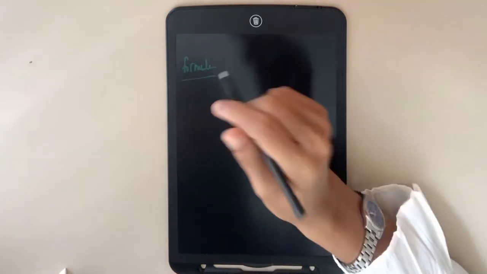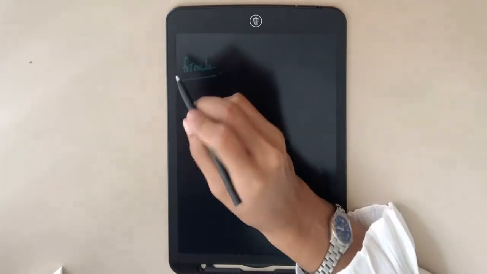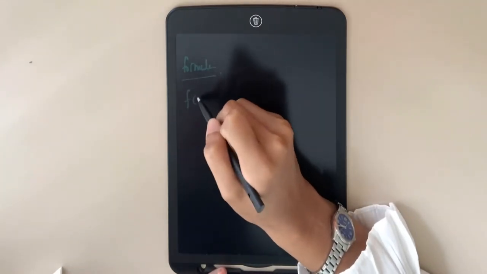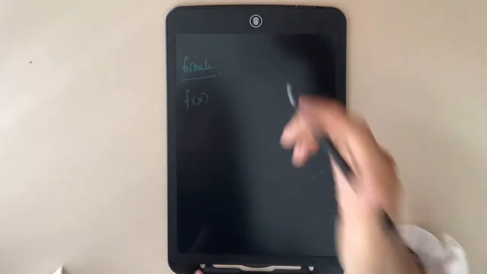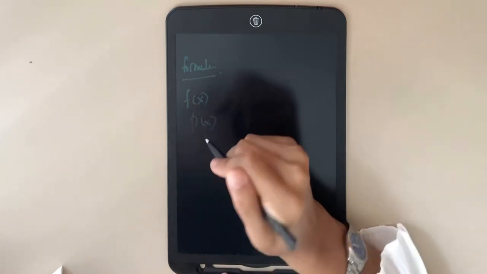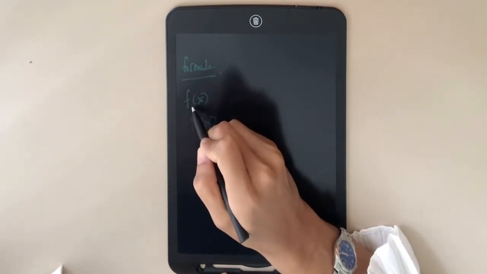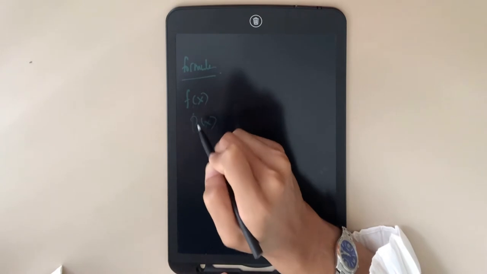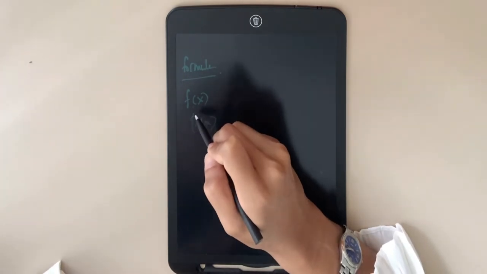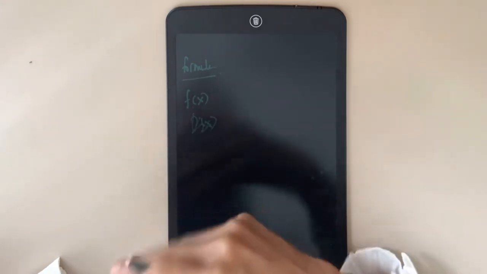Alright, back to the formula here. The formula we denote as f(x). So f(x) and p(x) are actually the same thing. You just refer to the number down here. There will be a number here: f1 represents linear, f2 represents quadratic, and so on. So f(x) and p(x) are similar.